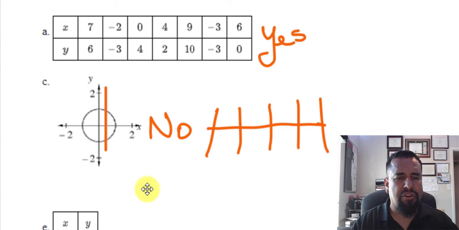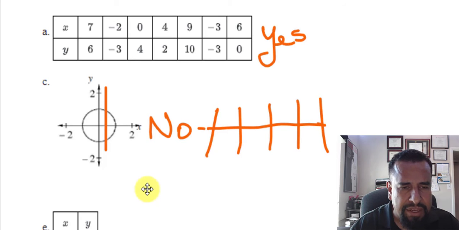Oh my goodness, look how crooked these lines are. Just look at my students' work.